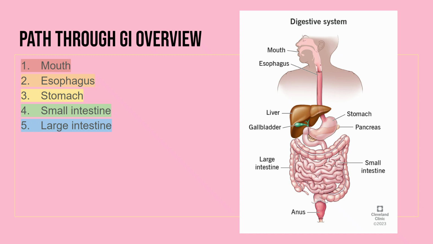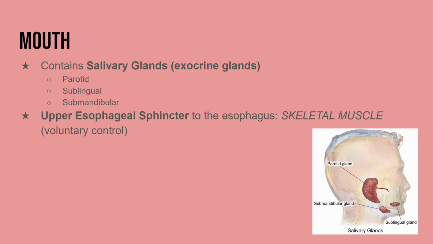And then here's a general overview of the path of food through the system. Mouth to esophagus, to stomach, to small intestine, to large intestine. And I'm going to go through each of these key organs on a separate slide. So in the mouth, you have the salivary glands, which are exocrine glands. And there are 3: parotid, sublingual, and submandibular.